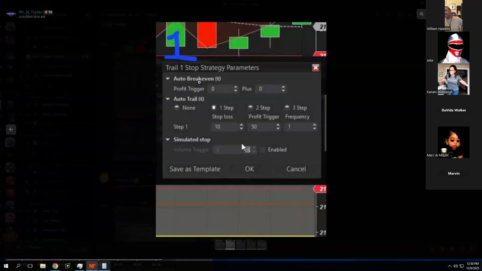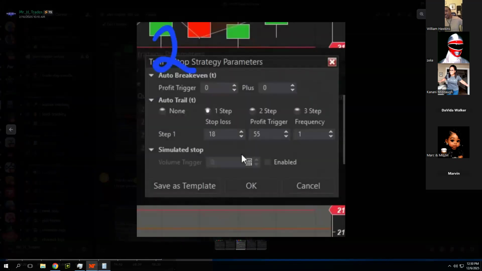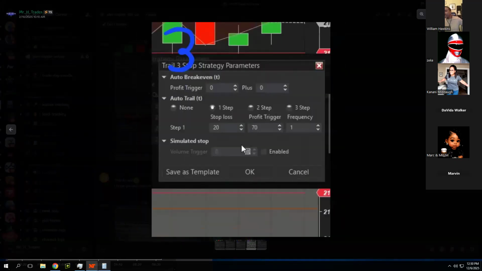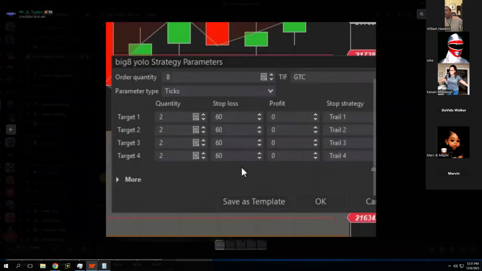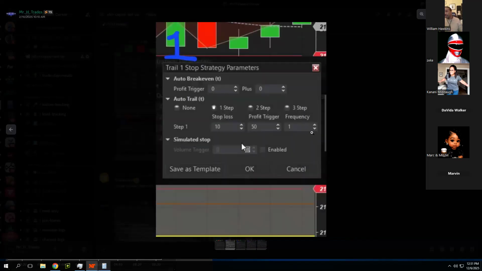So yeah, I have it right here. I have the ATM strategies right here. And each step 1, step 2, step 3, step 4. And right here is just 60. I normally don't have a profit target. I just let it trail. So each one trails at a different point, or you can actually have a profit target to stop at a certain point also. You can adjust it as you want.